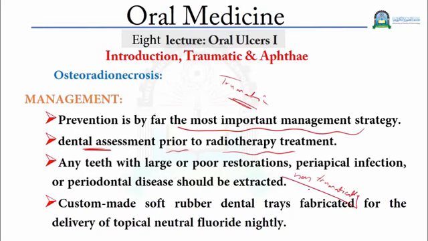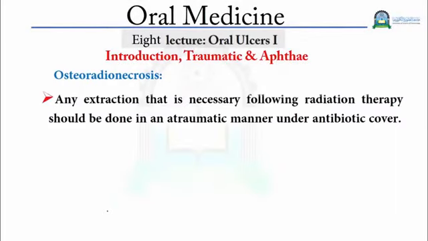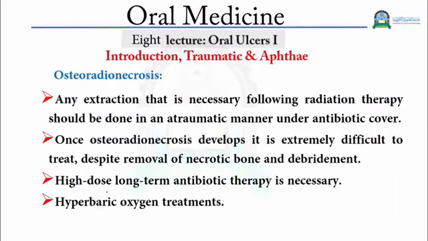Custom-made soft rubber dental trays are fabricated for the delivery of topical fluoride. So the fluoride will prevent or reduce the risk of developing dental caries. So the patient doesn't need to have any surgical or dental procedures. Any extractions that are necessary following radiation should also, as we mentioned, be done in an atraumatic manner under antibiotic coverage to reduce the opportunity of infection.